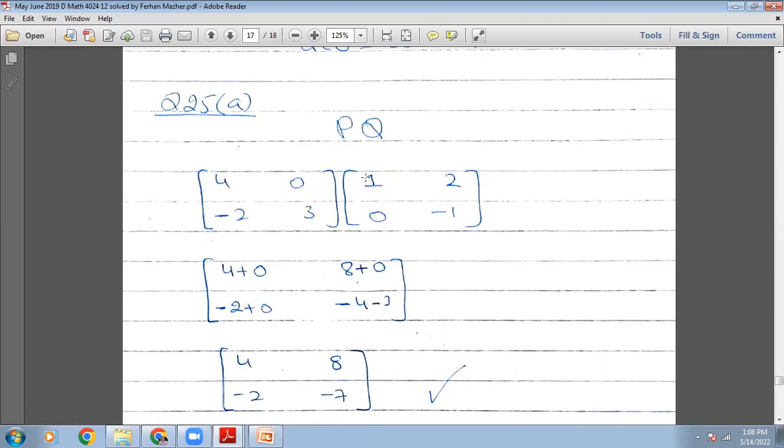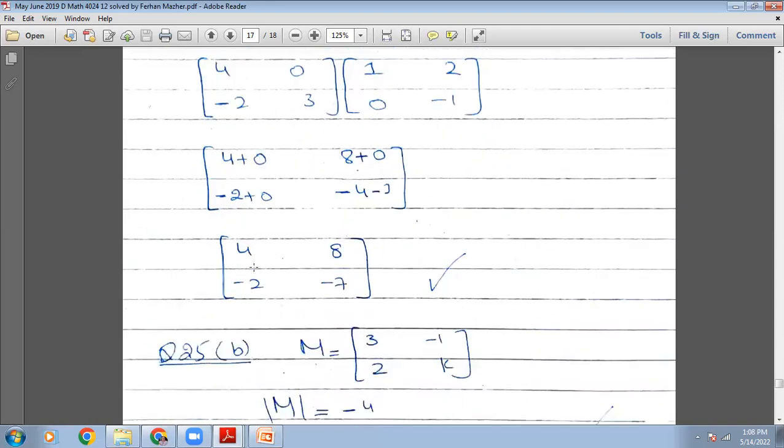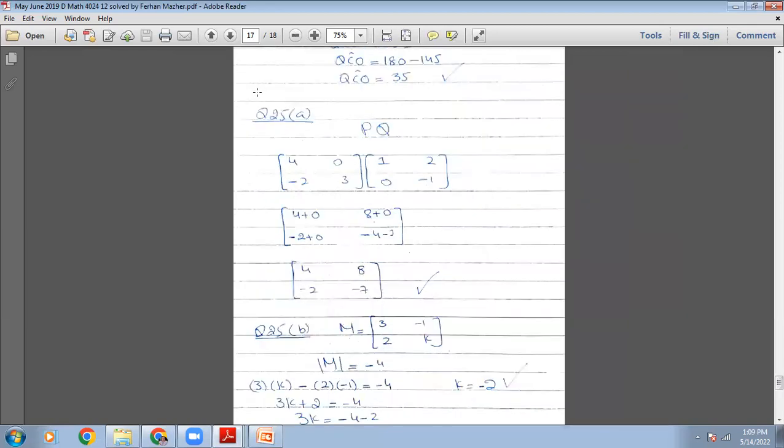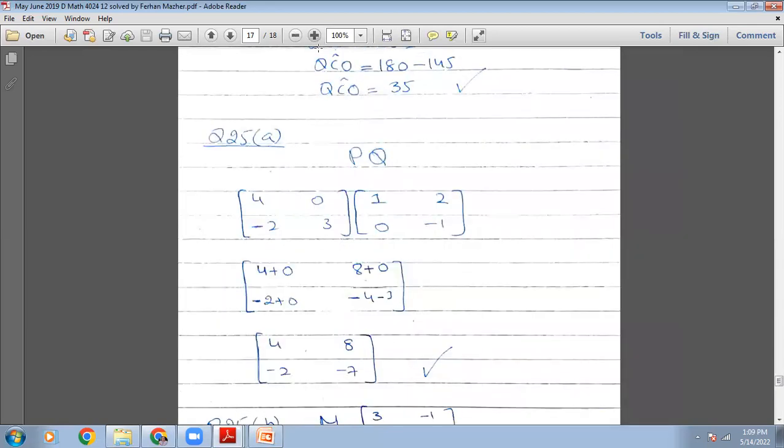So 4 ones are 4 plus 0 multiply 0 plus 0. 4 twos are 8 plus 0 multiply minus 1 plus 0. Minus 2 multiply 1 will be minus 2 plus 3 multiply 0 will be 0. Minus 2 multiply 2 will be minus 4, and 3 multiply minus 1 will be minus 3. 4 plus 0 is 4, 8 plus 0 is 8, minus 2 plus 0 is minus 2, minus 4 minus 3 is minus 7. So this is how you multiply these, and this will be the answer of the PQ.